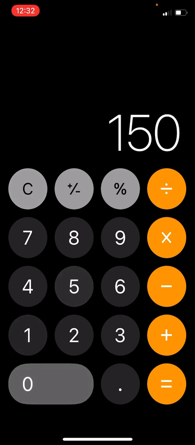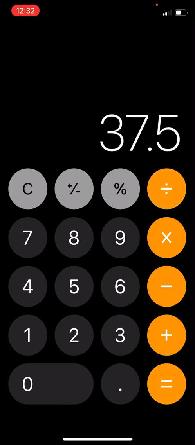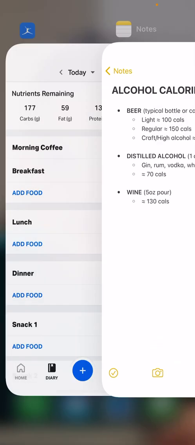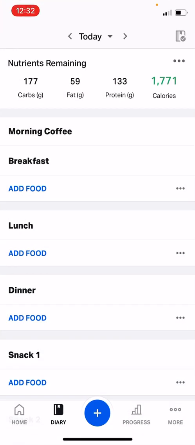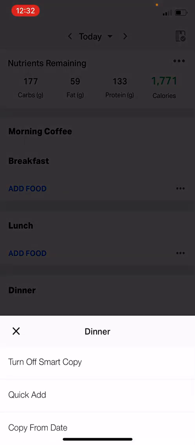So I'm going to go ahead and take the 150. I'm going to divide by 4 because I want to take it all from my carbohydrates. So I need to get rid of 37.5 grams of carbohydrates. Okay, so now let's go into MyFitnessPal. And let's just say I'm having this for dinner. This is just how I have mine set up. I'm going to go to the 3 little dots on the right-hand side under dinner. And I'm going to do a quick add.